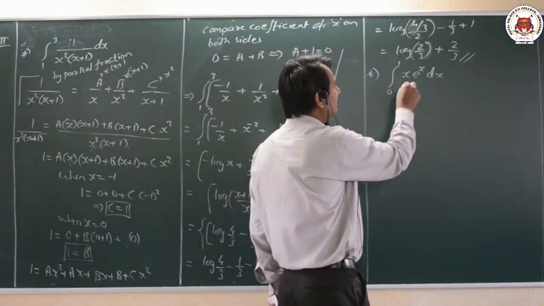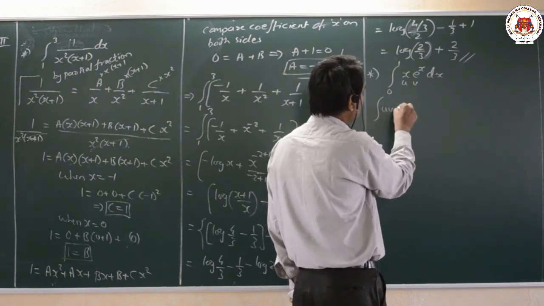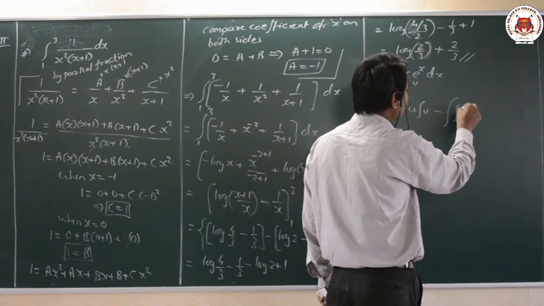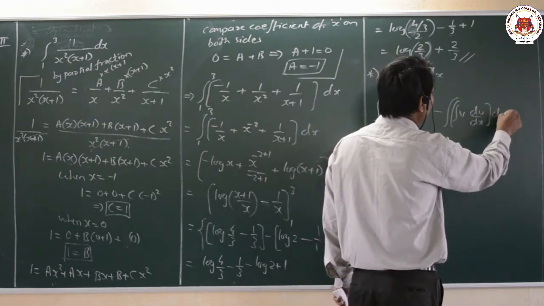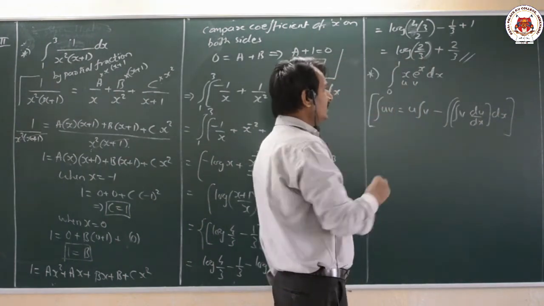How to integrate? That is by parts, u into v. What is that? Integration of u into v, u as it is, integration of v minus integral of integration v into du by dx into dx, that is our integration by parts here. How we have to solve it?